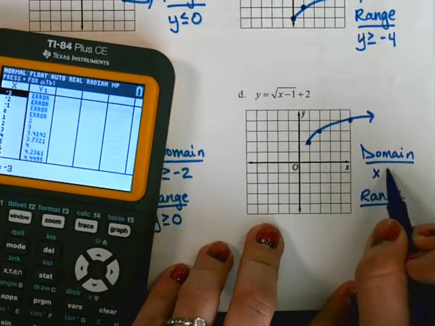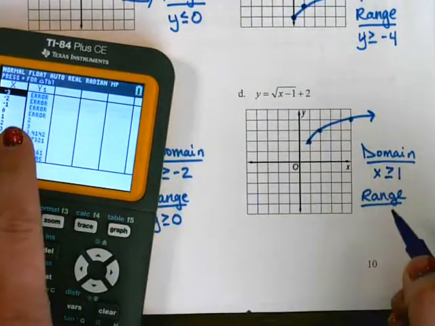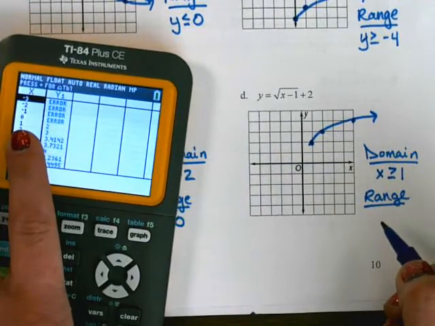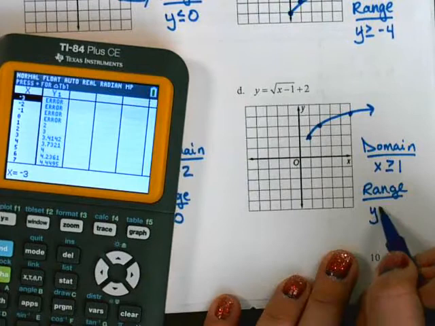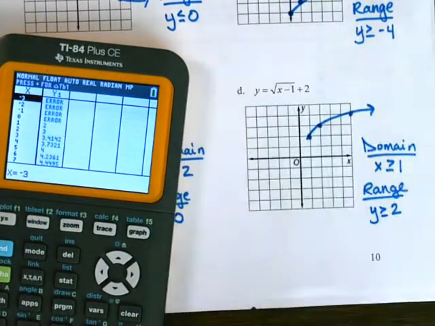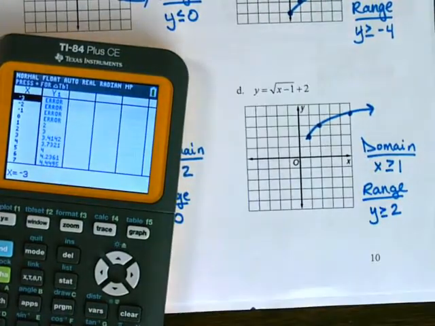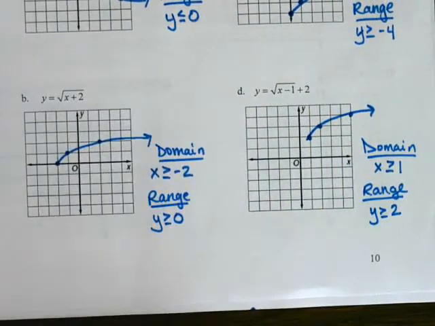Okay, x is greater than or equal to 1. You can also see that on your table. Y is greater than or equal to 2. Okay, questions on square root functions? So using your calculator, tell me the domain and the range, right? Not horrible?